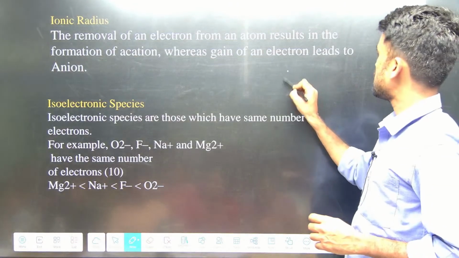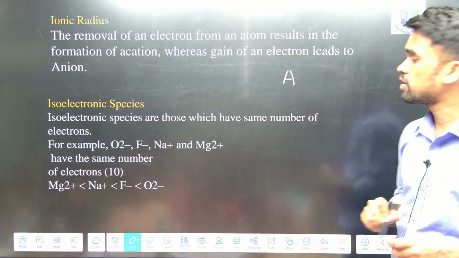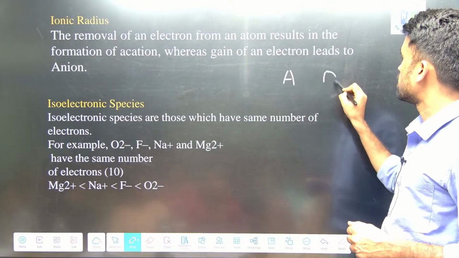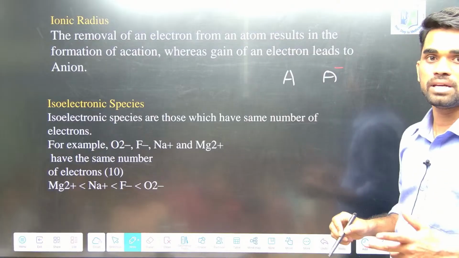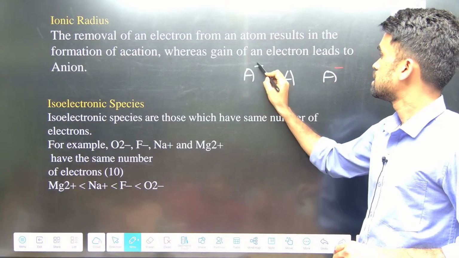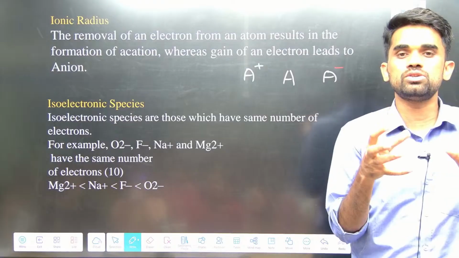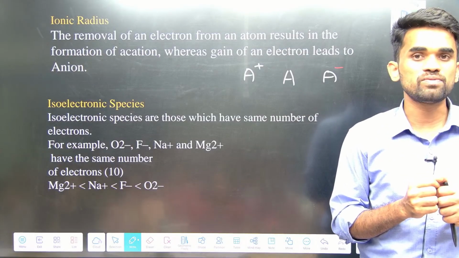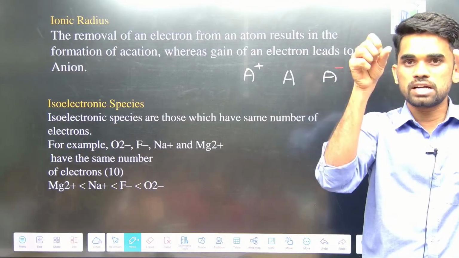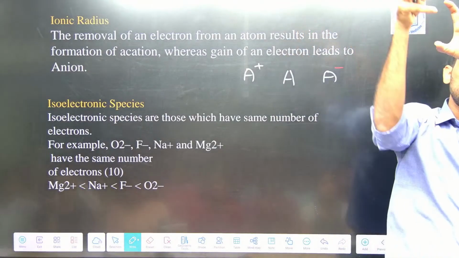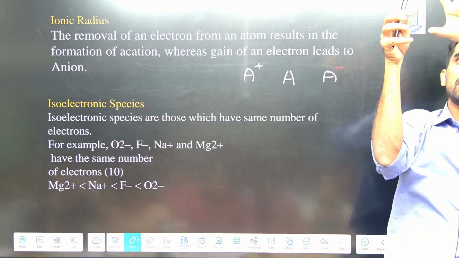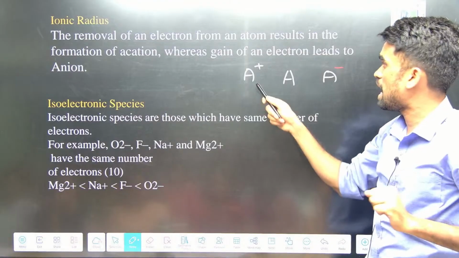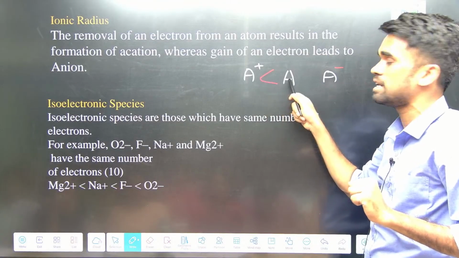See, if I say A is an atom, its anion means what should I write? Anion, A minus. Cation means A plus. What I told you, if there is more positive charge, what happens to the size? Size decreases. Why does size decrease? More positive charge means it will attract the electrons more closely. So if electrons are attracted more closely, the size decreases. That's why a cation always has a size lesser than its atom.